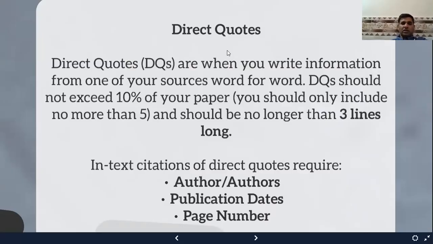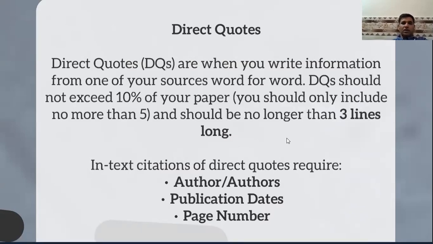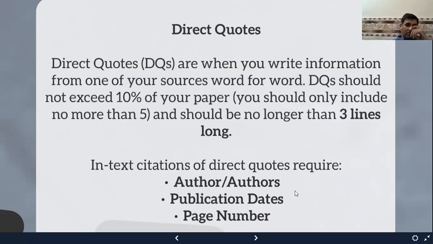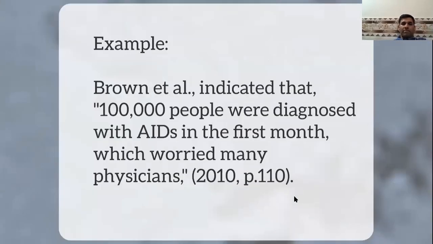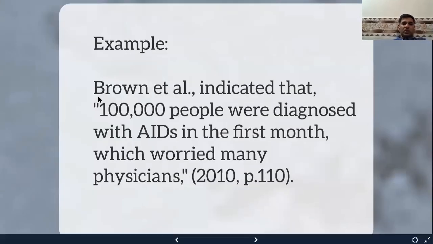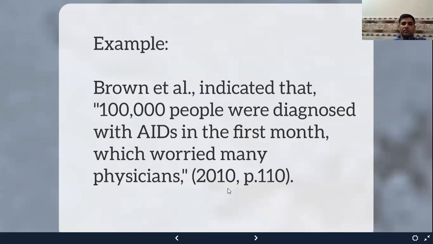Direct quotes. There is an example of direct quotation. In-text citation of direct quotes requires authors, publication dates, and page number. And this is an example of it. And it should be in inverted commas.